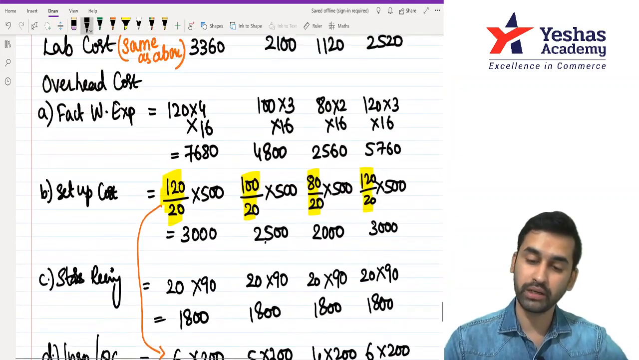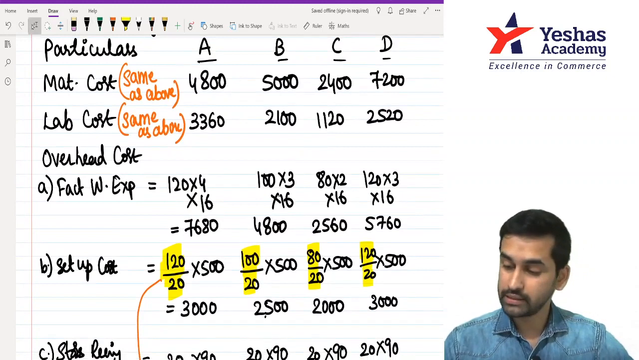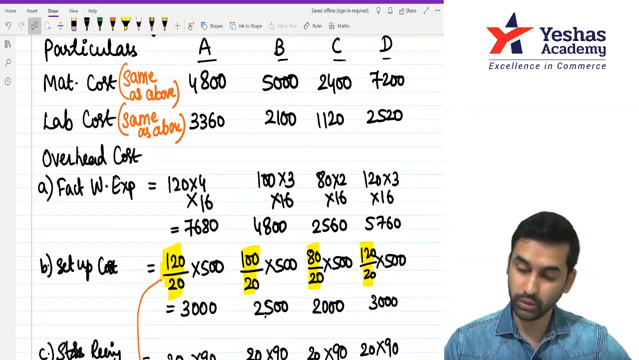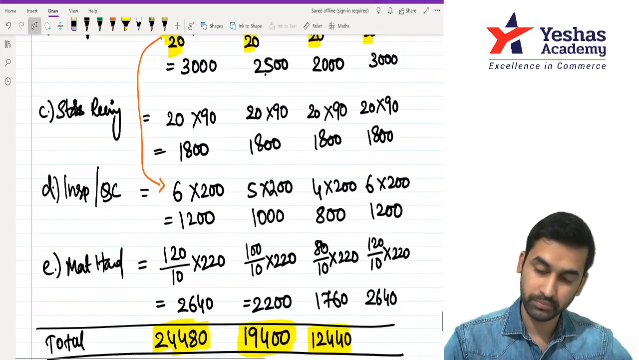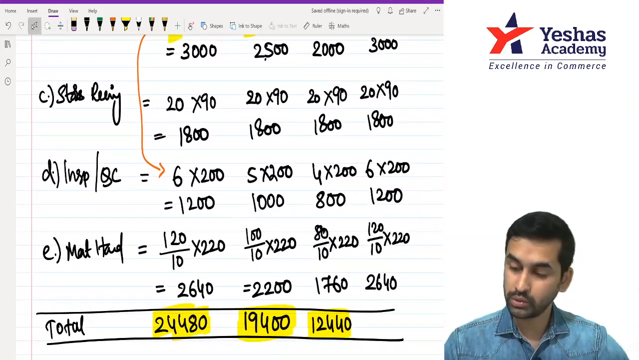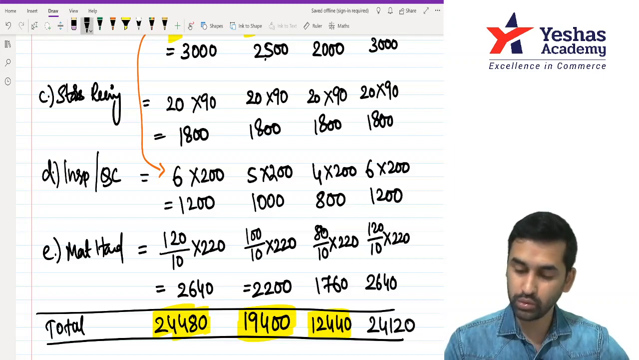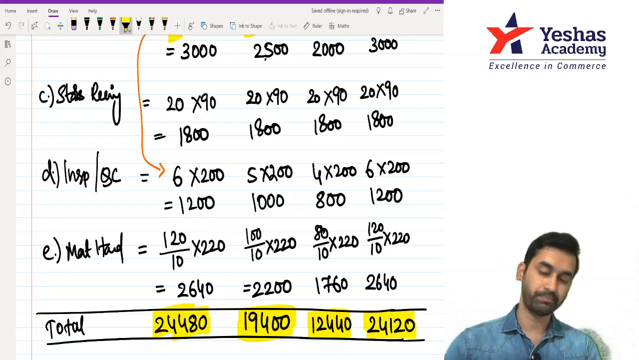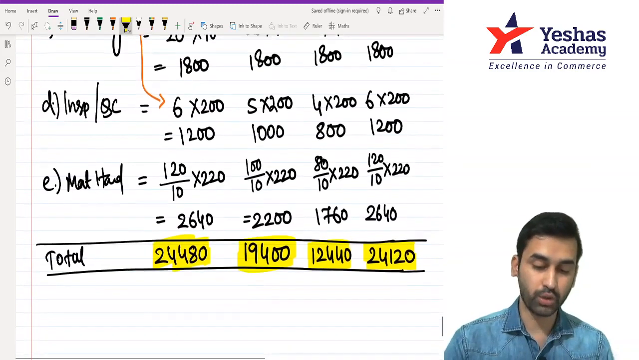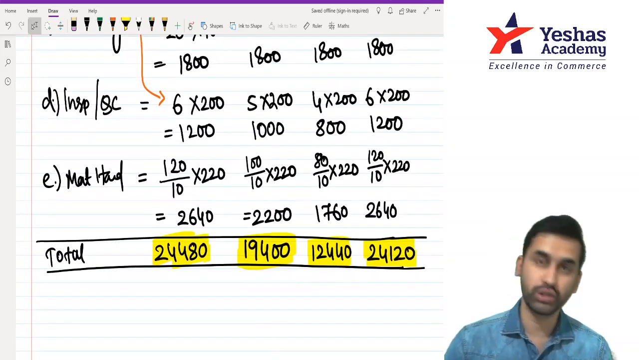Last one, product D, that is 7200 plus 2520 plus 5760 plus 3000 plus 1800 plus 1200 plus 2640, 24120. This is the total cost under ABC approach.